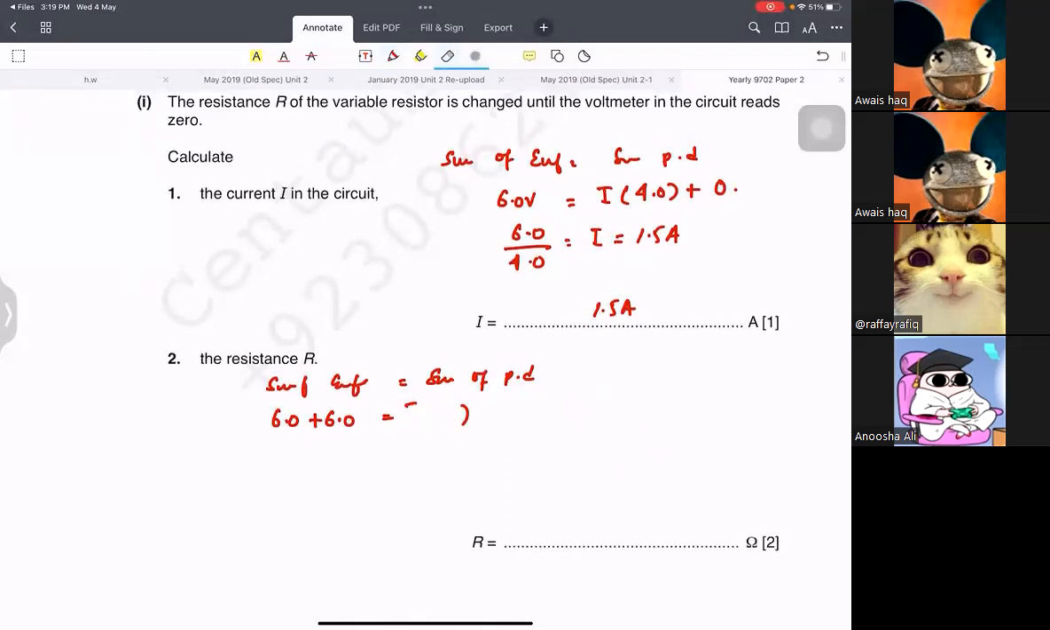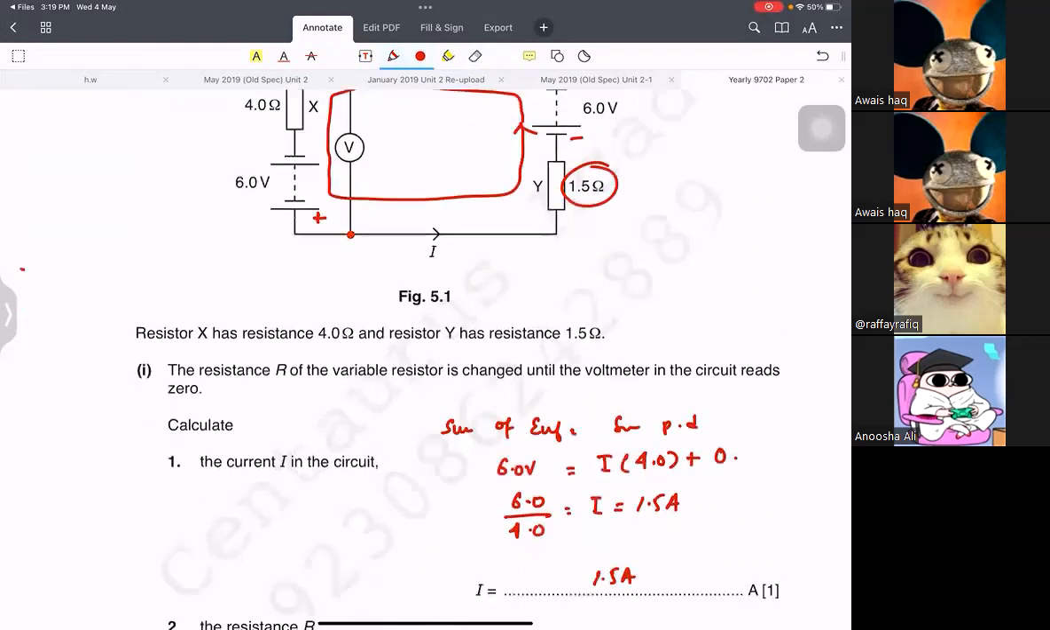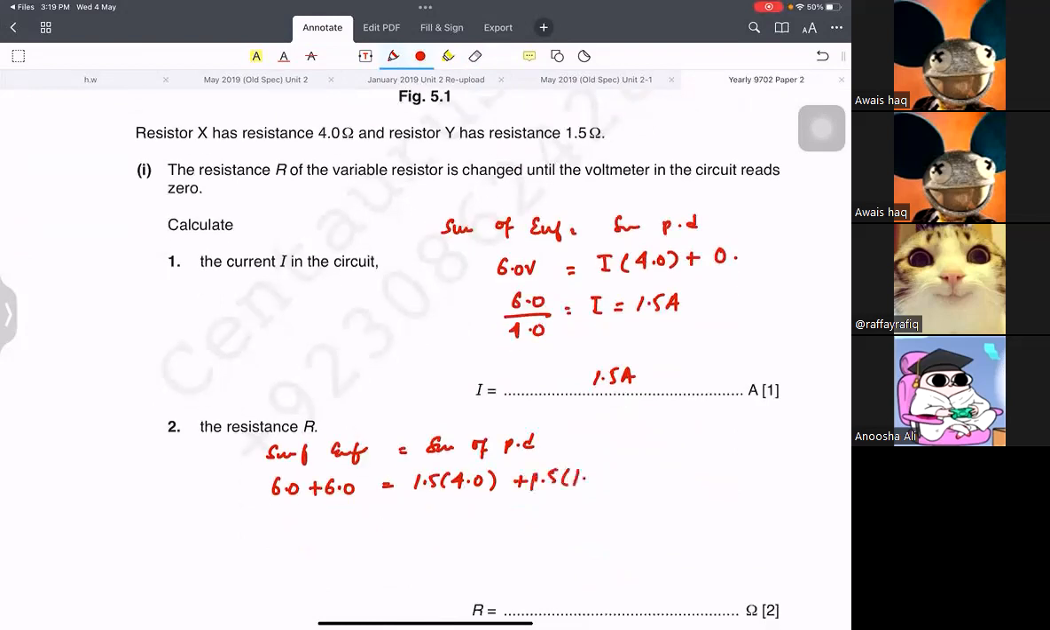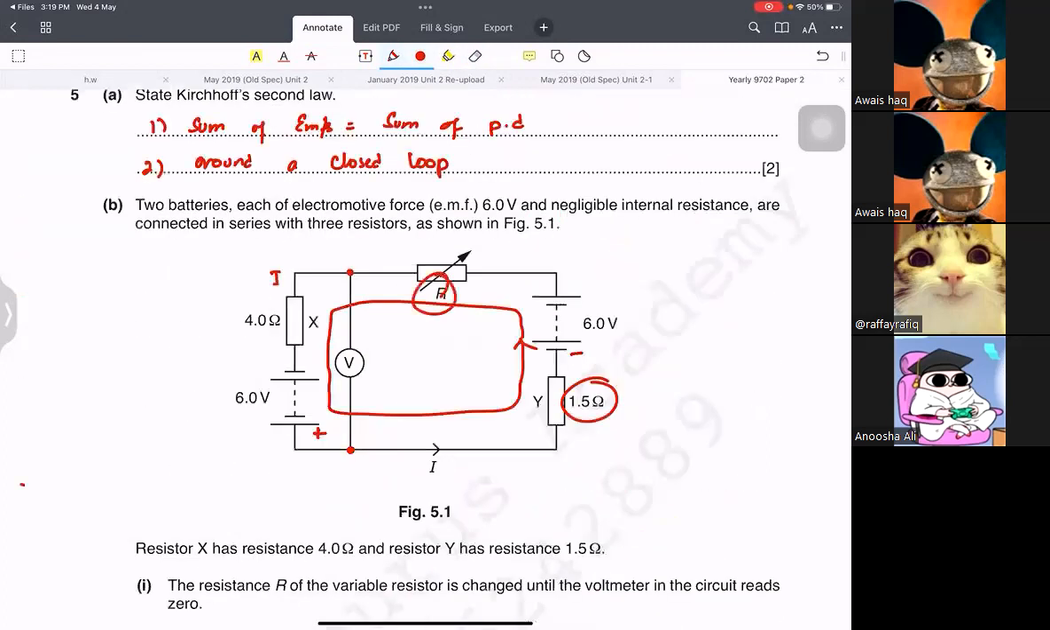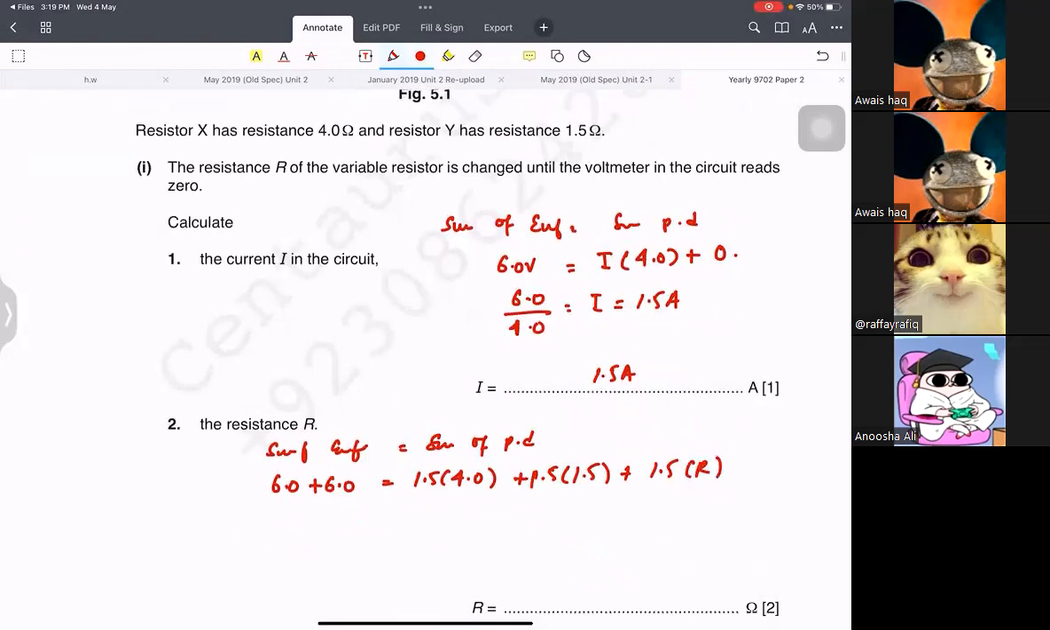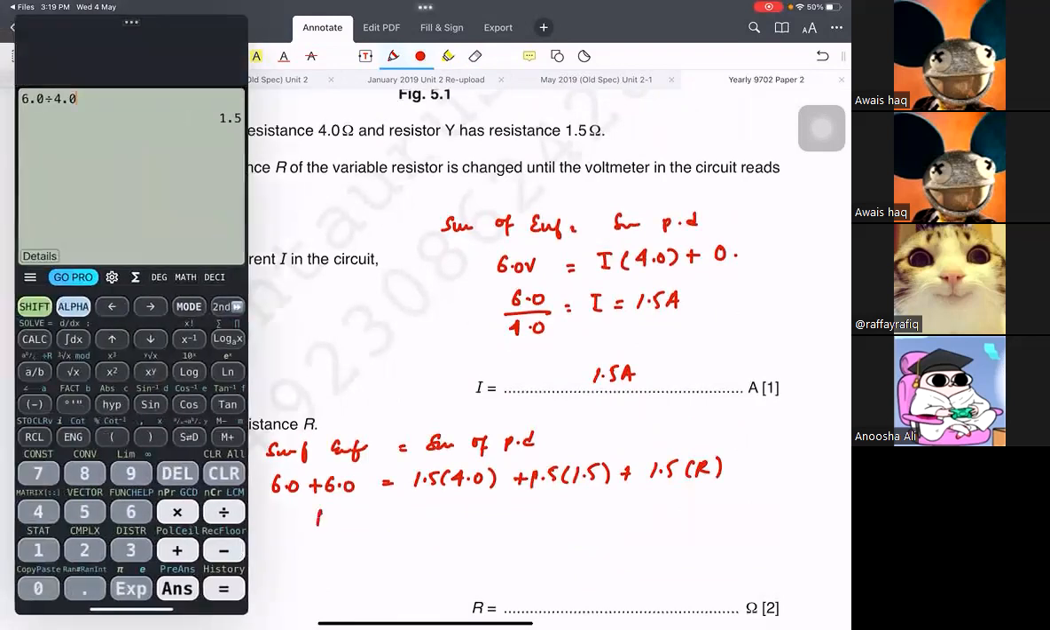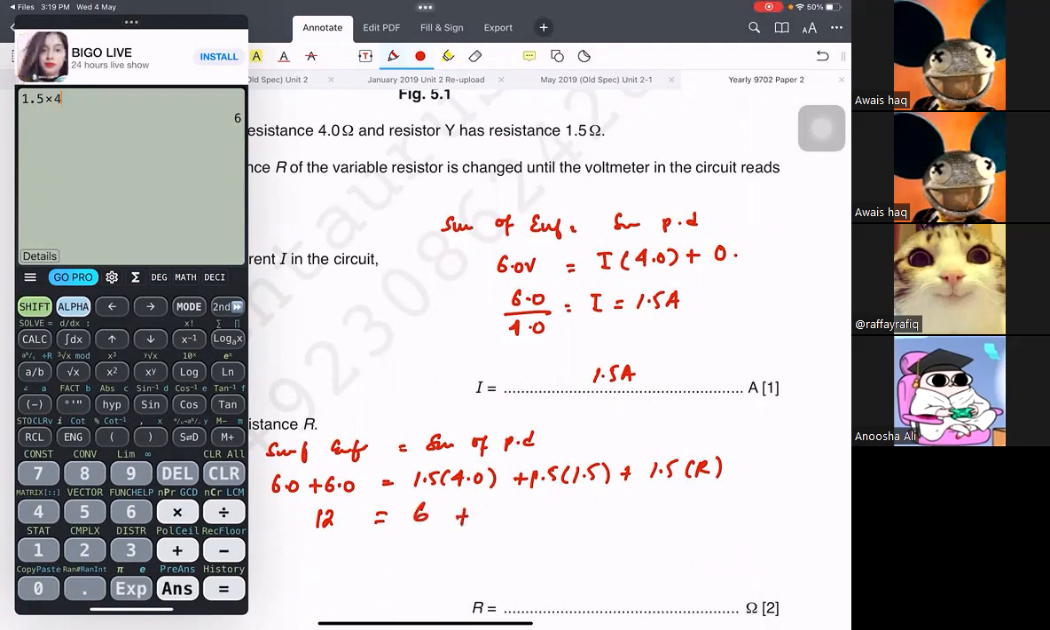Sorry, so current is already 1.5, right? So I'm going to use 1.5 times 4.0. Then the next resistor is 1.5 plus 1.5 times 1.5, current is 1.5. And the next resistor is R. So I'm going to just write R here. And now I'm trying to solve this. So this will be 12. 1.5 times 4 is 6, I think. Let me check. Oh no, 9. Wait. 6 plus 1.5 times 1.5 is 2.25. Okay. Bad mental math.